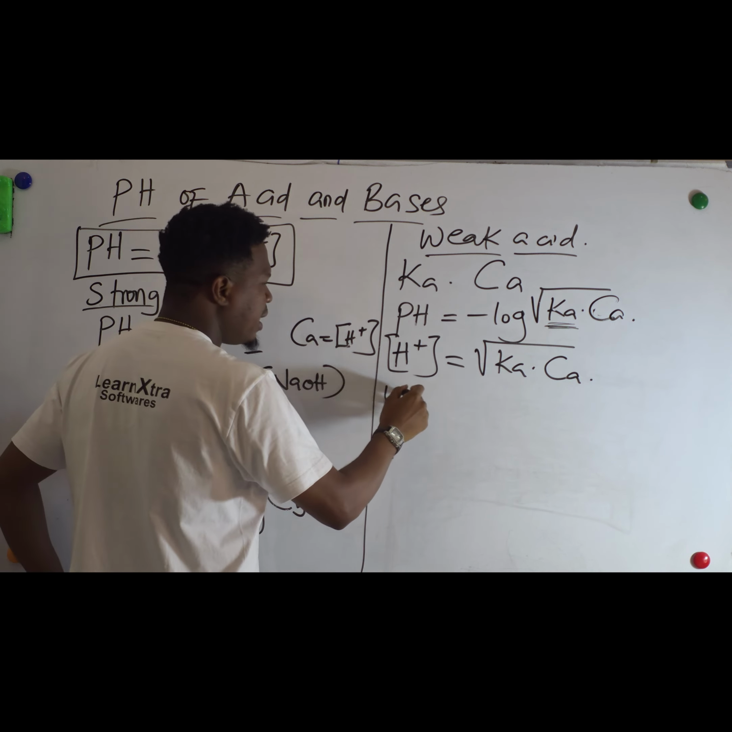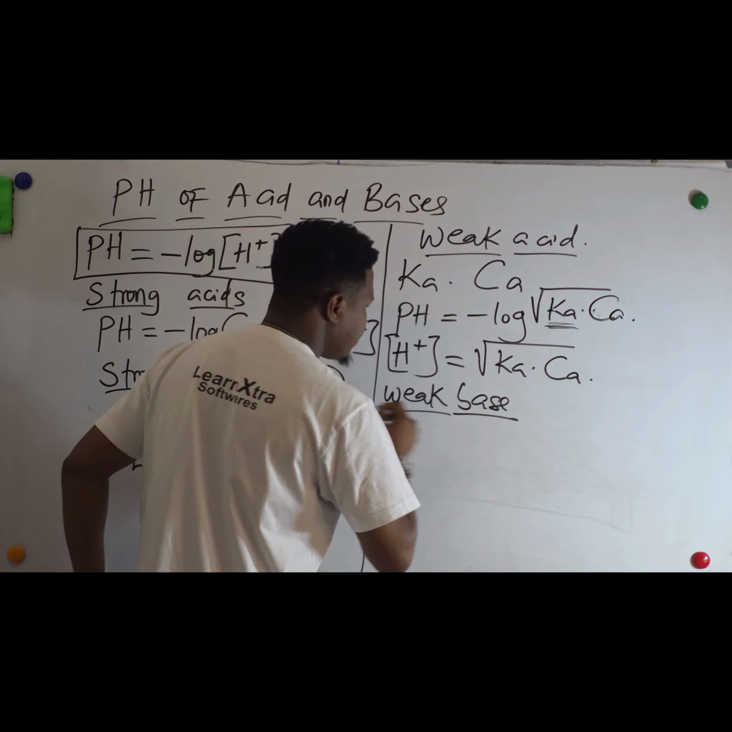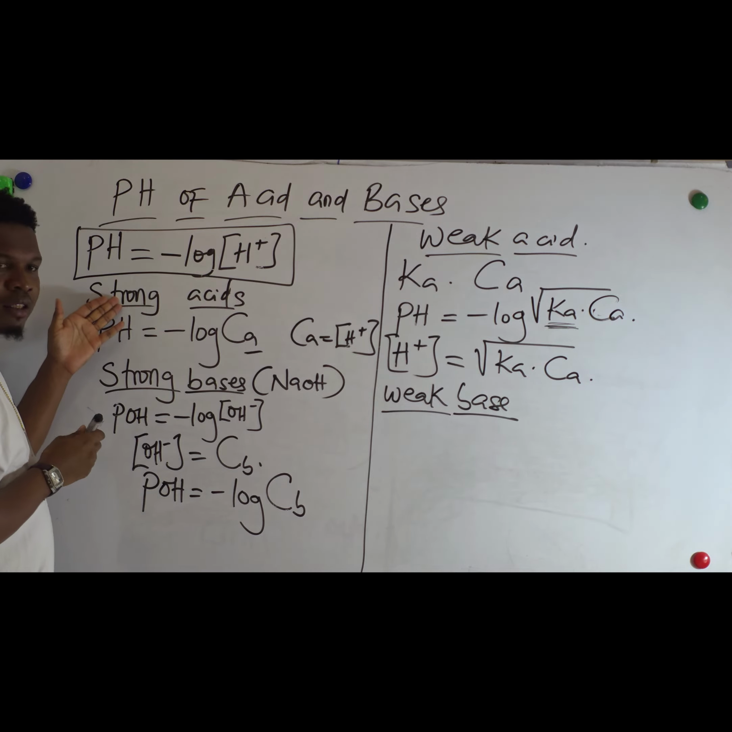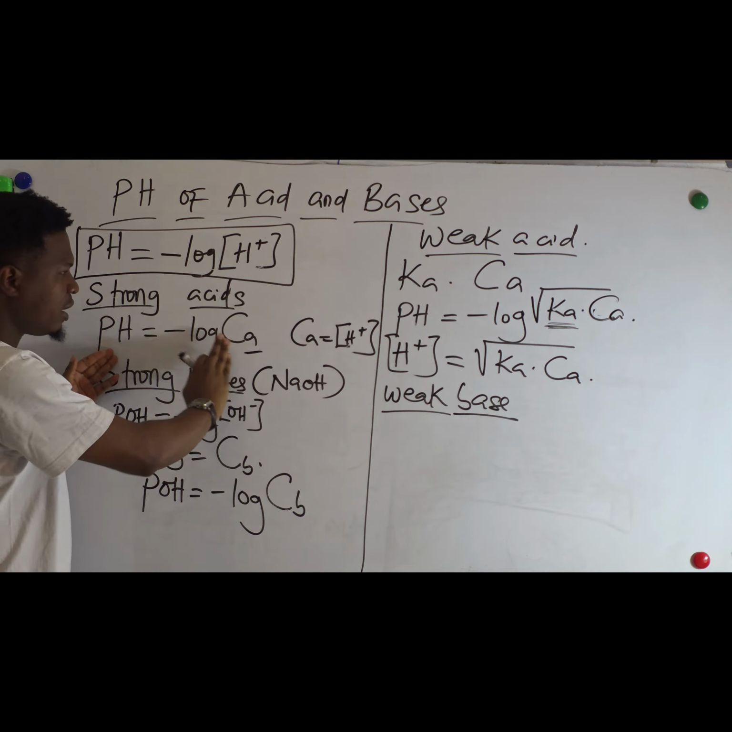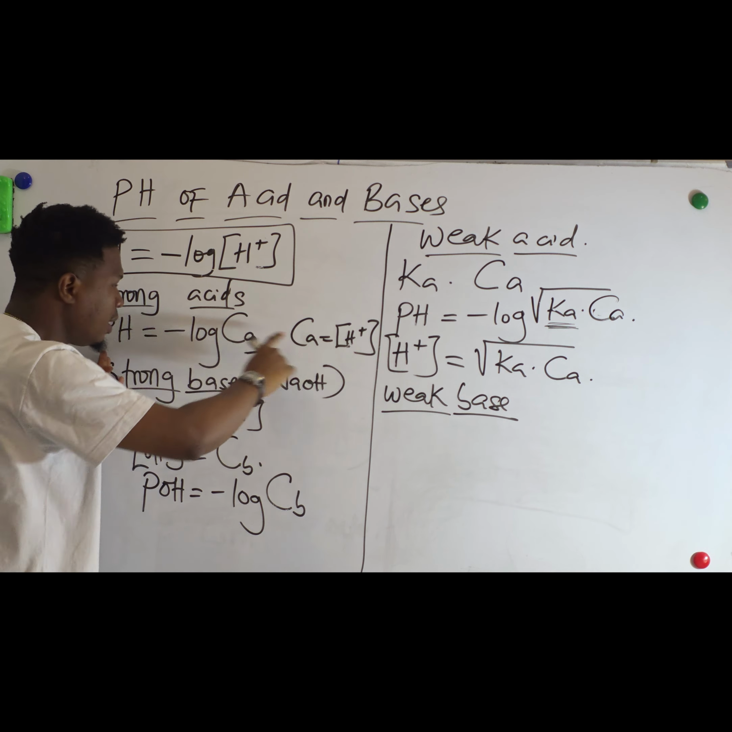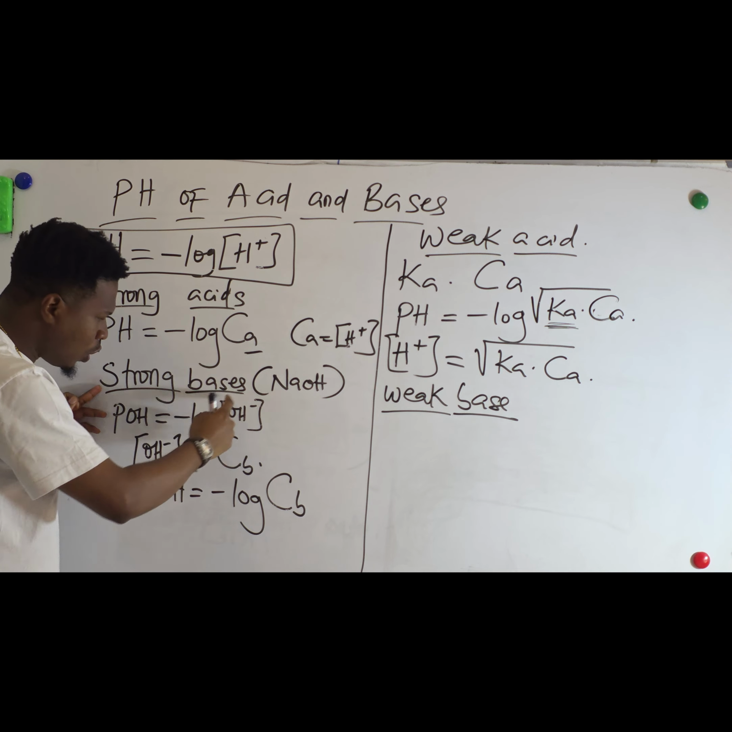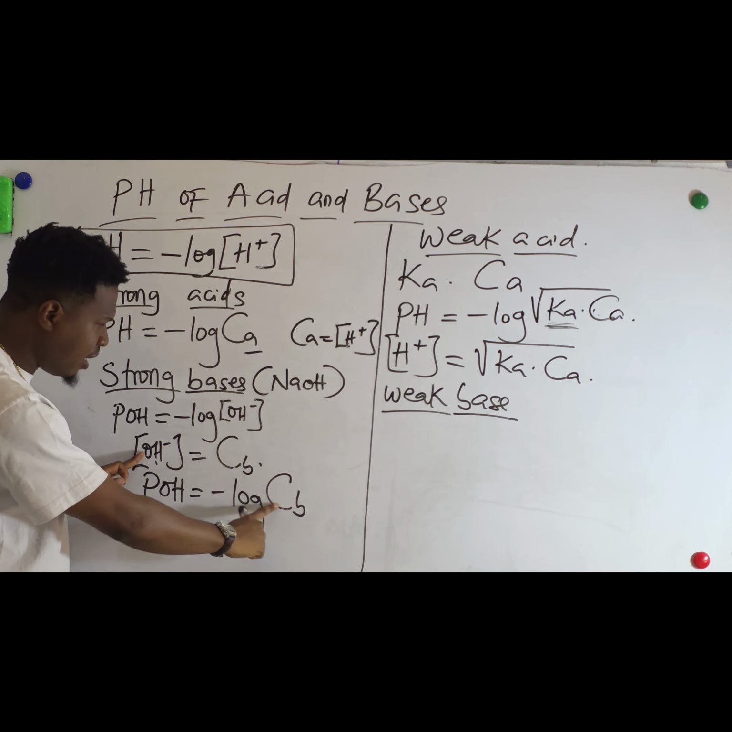Then for weak base, remember how we started from strong acid. For strong acid, simple, just take the concentration, find the negative log. The concentration of the acid will act as the concentration of the hydrogen ion. Then for strong base, the same thing. The hydroxide ion concentration will also serve as the concentration of the base. So just put the values here and solve.